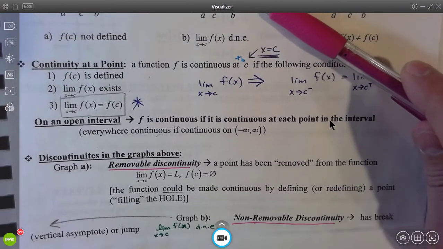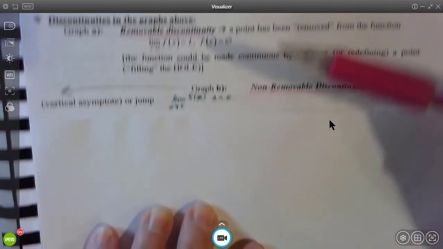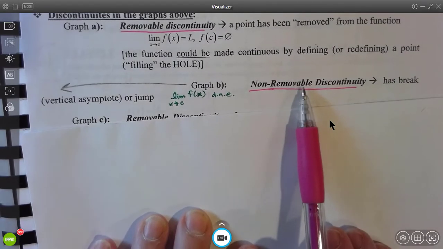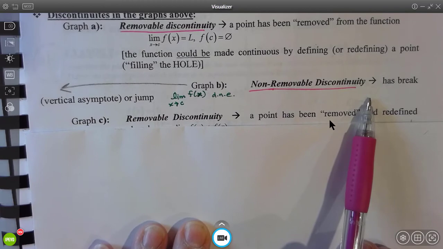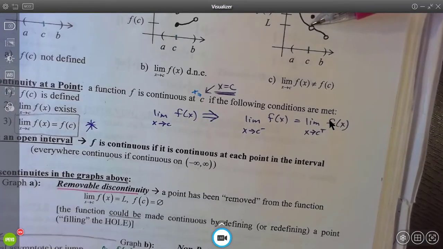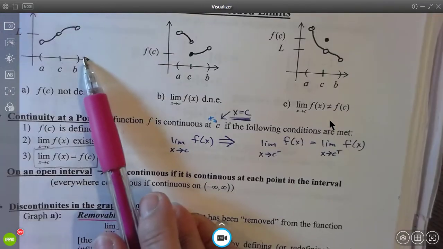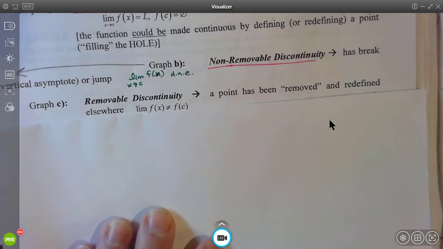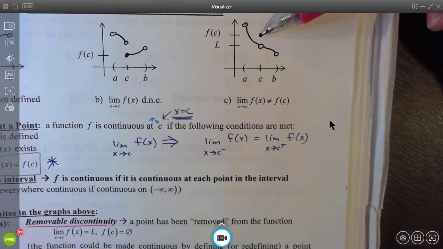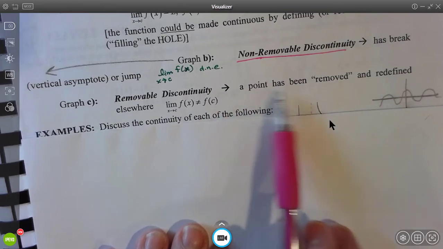Graph 2, we have a jump. I come this way and I have to jump to get down here. So that is a non-removable discontinuity. It has a break or an asymptote or a jump. Graph 3 has a hole like the first one that could be filled in by that point. So it looks like this point here was just taken out of the graph. So that is a removable discontinuity. A point has been removed.